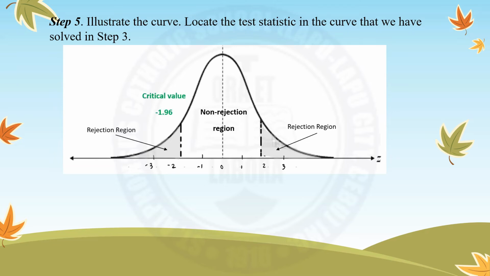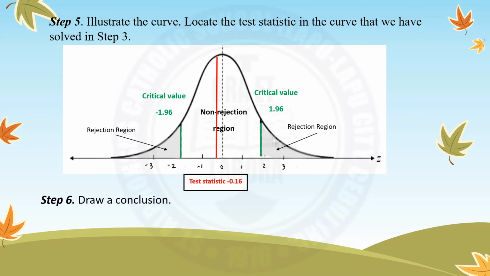The critical value, which is equal to negative 1.96, is in between negative 1 and negative 2. Just estimate the location of this value. And we have also another critical value, which is equal to 1.96. That is in between 1 and 2, and still just estimate the location of this value. The test statistic that we have computed earlier is equal to negative 0.16. That is in between 0 and negative 1. So estimate the location of this value as well.